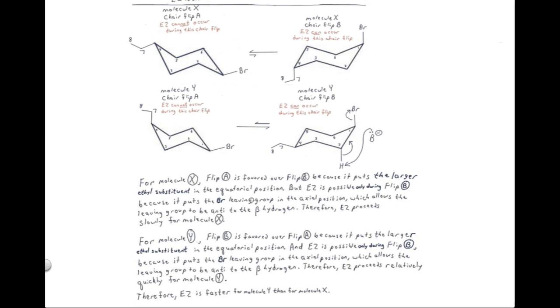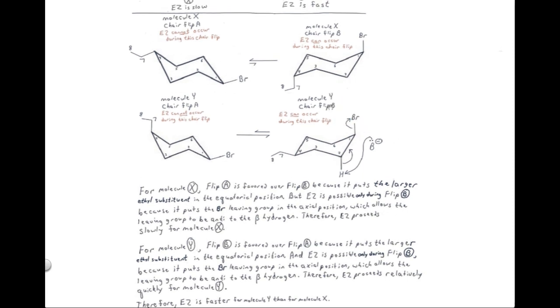So I've written out a complete set of pictures and a complete written explanation for this problem. I think I've probably written down quite a bit more than you would need to write down during the exam to get full credit. For full credit, you definitely should at least show this chair flip with this mechanism, and you probably should also show a chair flip that shows why the reaction occurs slowly for molecule X. You probably don't need this much written explanation. I've written out a complete written explanation analysis for both molecule X and molecule Y for clarity and completeness.